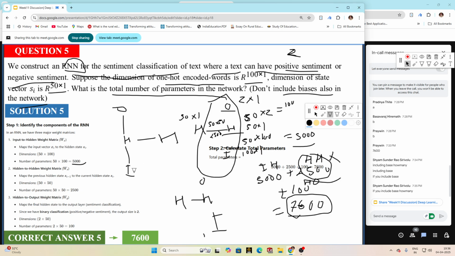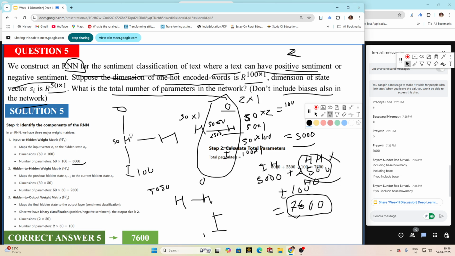This is O, this is O. Now we have input H. How many parameters? That is 100 into 50, right? But as we have 50 in the hidden layer, how many biases will we have? We will have 50 biases, right? So it is 100 into 50 plus 50. So you have to add plus 50, and it will be 5050 between the input and hidden layer if we have bias.